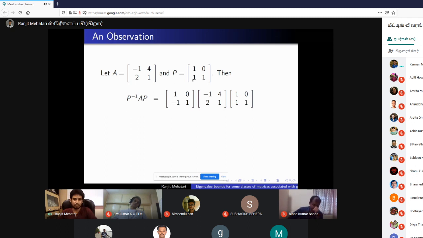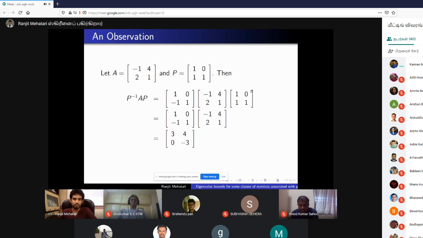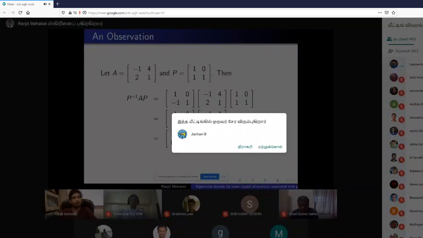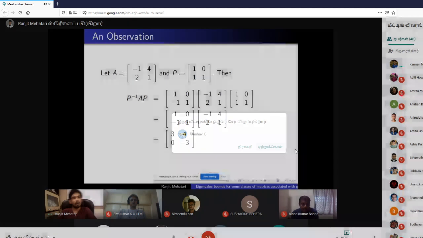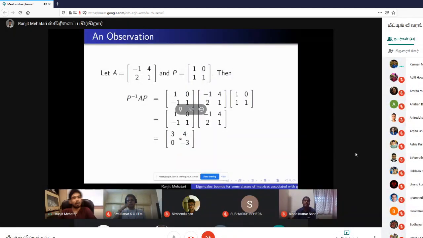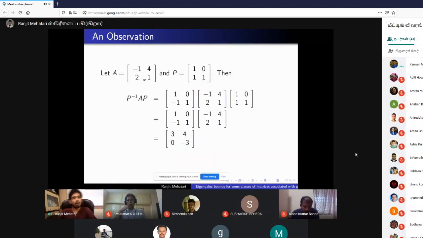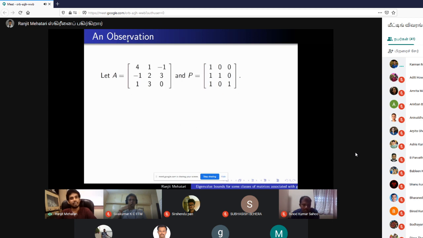First of all, you see that matrix P is non-singular and its inverse is minus 1, 0, minus 1, 1. After multiplication, we get a block upper triangular matrix of that form, where the leading element is equal to the constant row sum. For the second example, we take a 3 by 3 case. Here the constant row sum is 4.